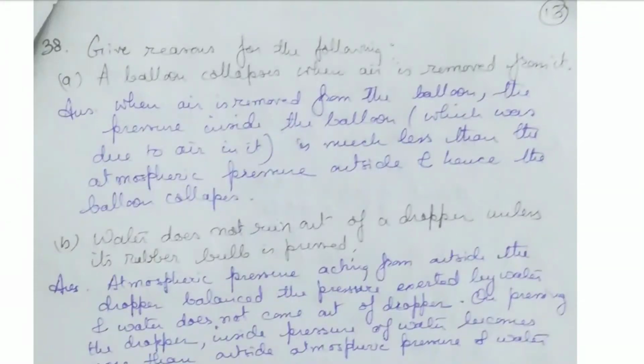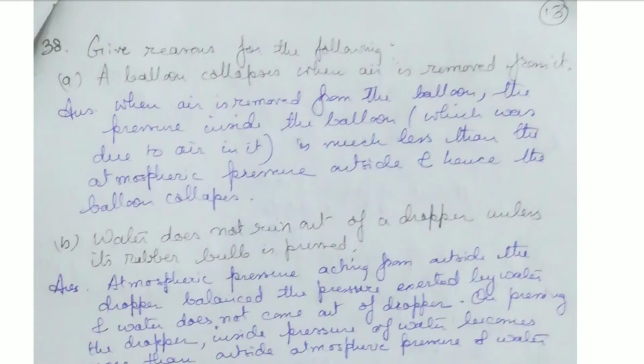Today again I'll discuss the question answers of the force and pressure chapter according to ICSE syllabus class 8. So today I'm starting with question number 38. Give reasons for the following. Why does a balloon collapse when air is removed from it?